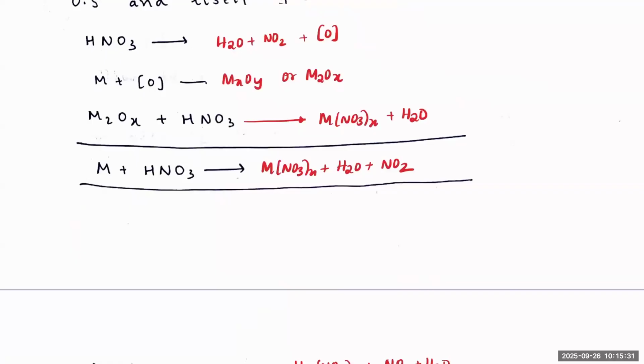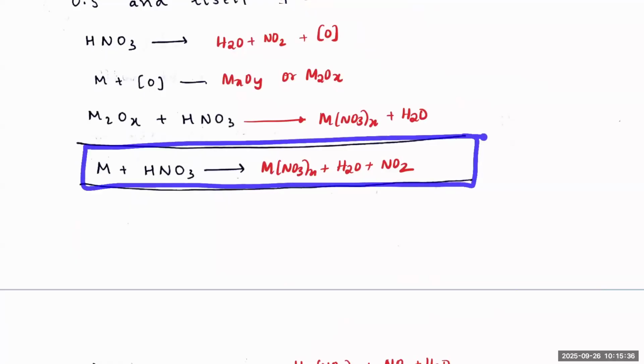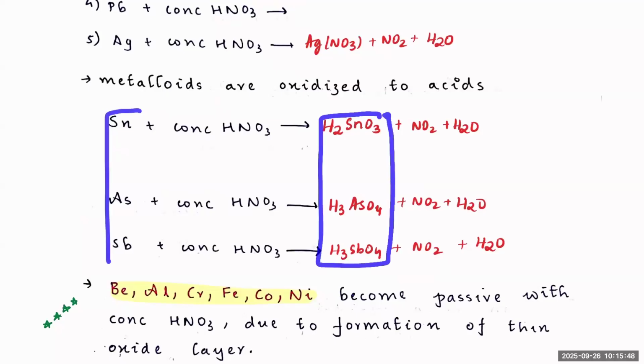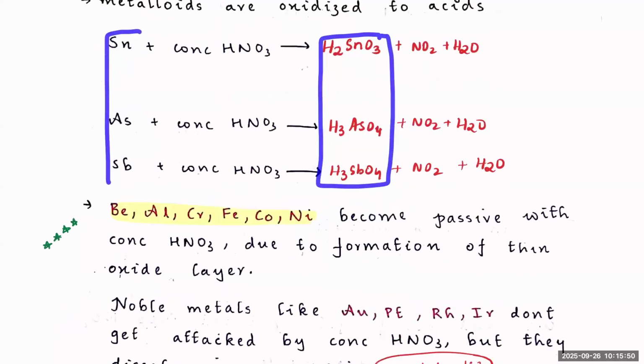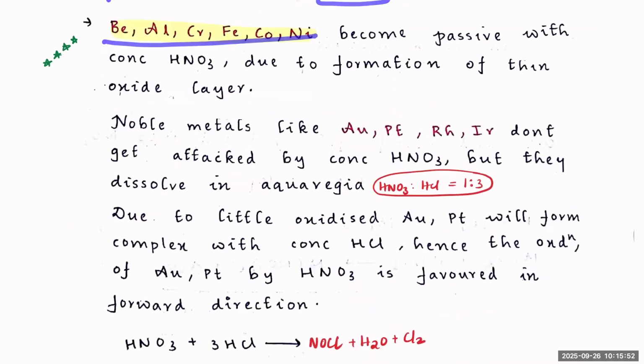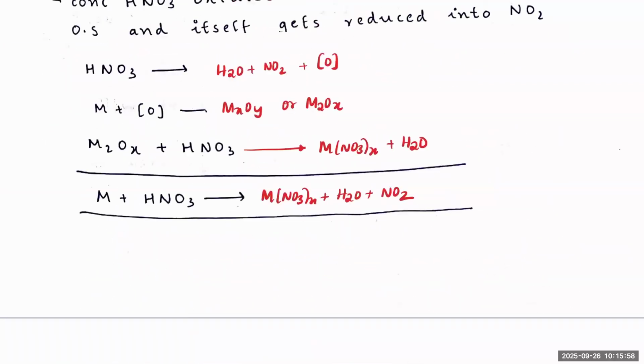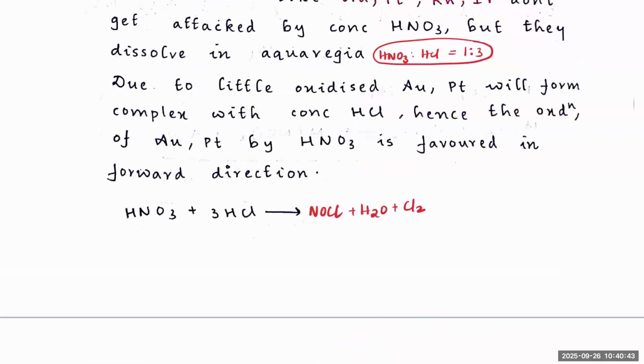Reaction by reaction. First, this is the important reaction that you need to make a note of, and list out all the metals here, whatever metals are doing this reaction. Next, metalloid reactions. Same reaction, but instead of nitrate salt, you will get this one. And lastly, which will give passive and which will not make any reaction. Do that.